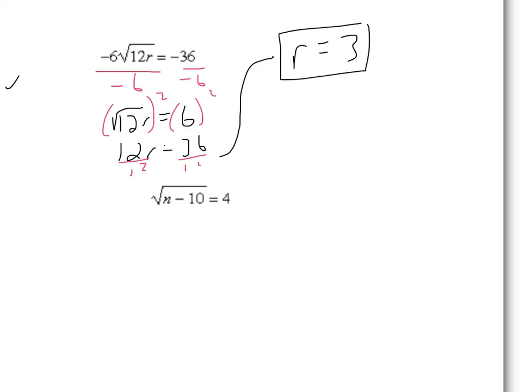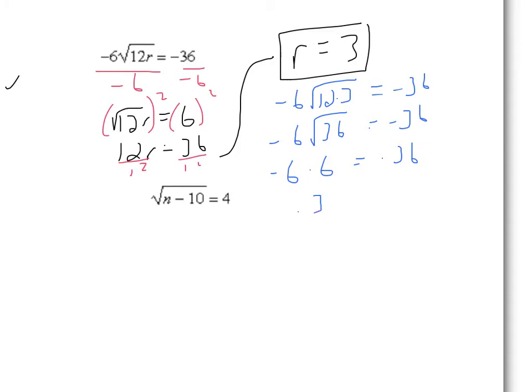We check that to make sure it works, and we have -6 root 12 times 3 equals -36. 12 times 3 is 36. Root 36 is 6. And this checks out.